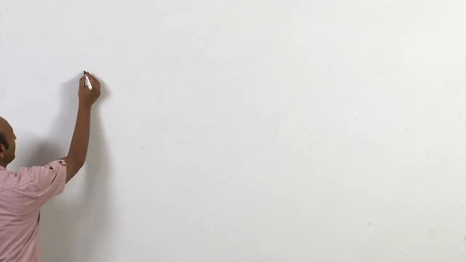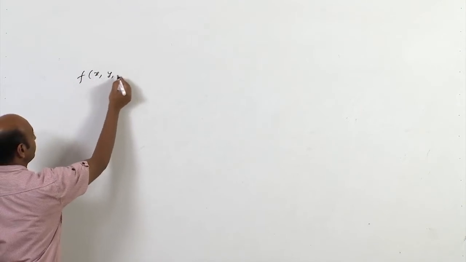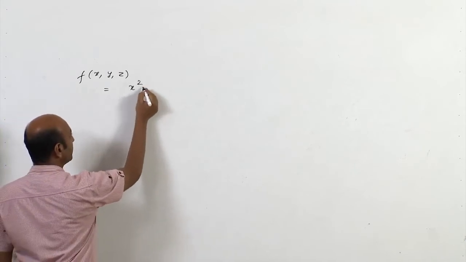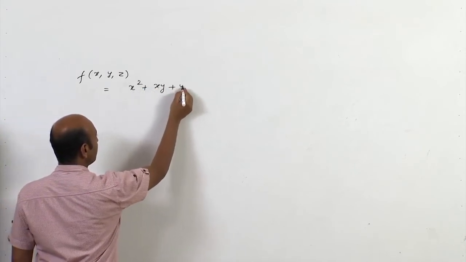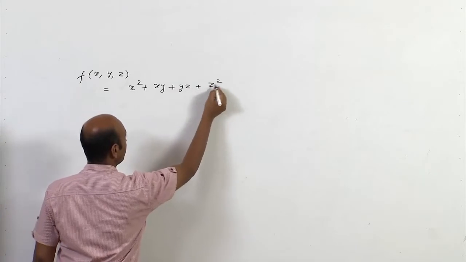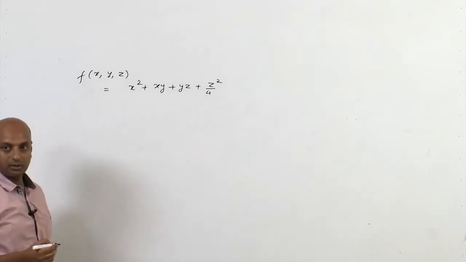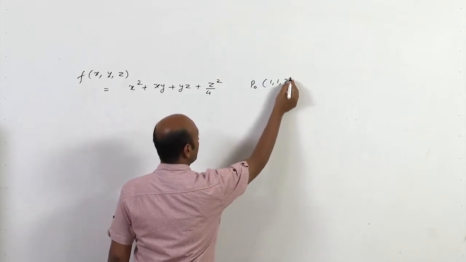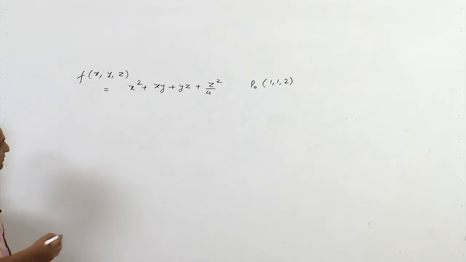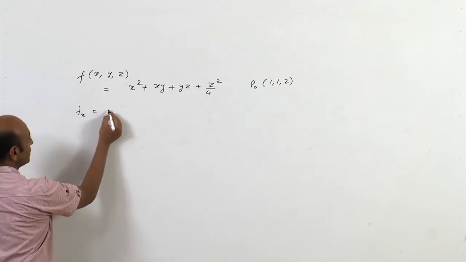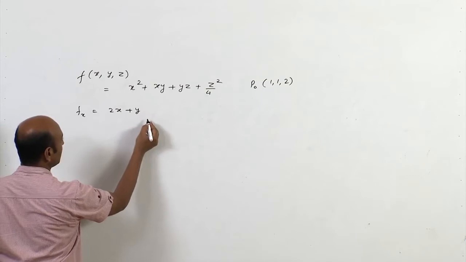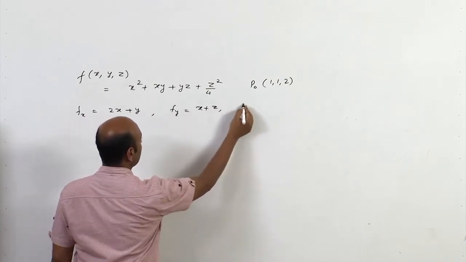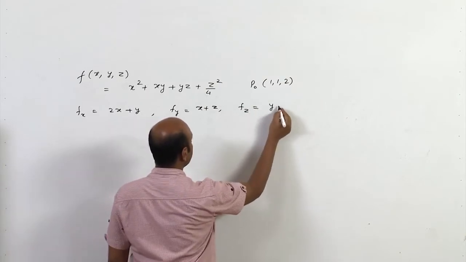So, what is f(x,y,z)? It is x square plus xy plus yz plus z square by 4, and P₀ is (1,1,2). First we find the linear approximation of this f. So, f_x is 2x plus y. f_y is x plus z and f_z is y plus z by 2.